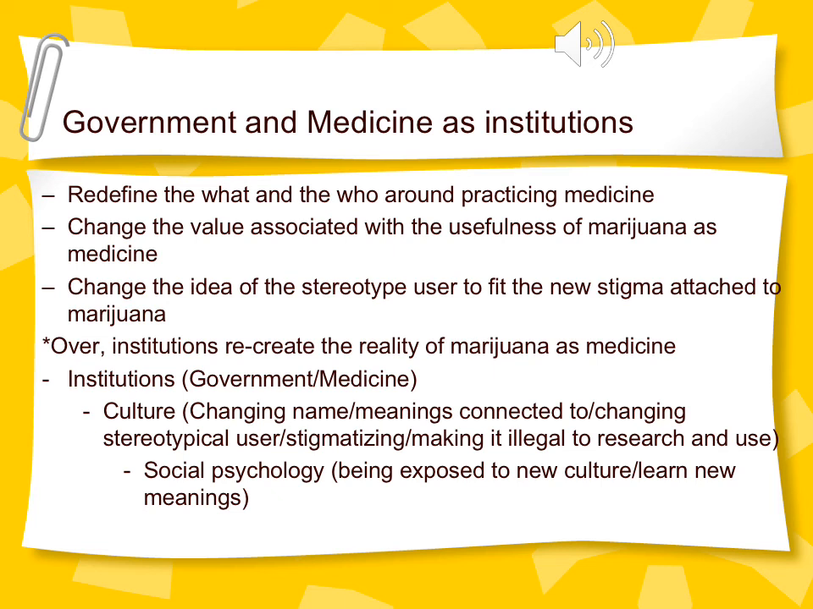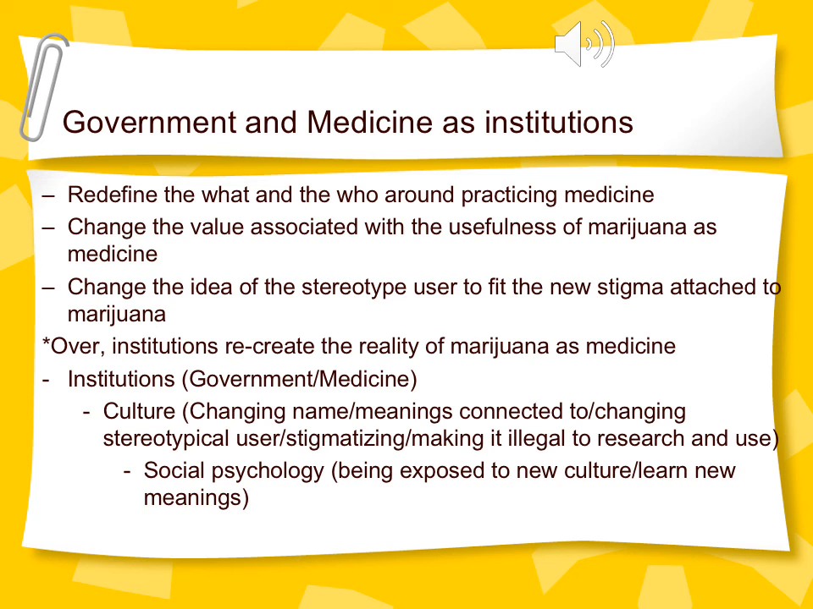The positive meanings are changed to negative meanings. You change, again, that stereotypical user from somebody who is seen as sympathetic, not harmful, to somebody who's seen as a criminal, potentially harmful. And then overall, you're just stigmatizing marijuana, making it seen as something demon-like, something bad, and then you make it illegal. You outlaw it in terms of the use of it. You outlaw the research of it. So overall, you're redefining it as something bad and something negative compared to earlier when it was seen as something good, something positive.